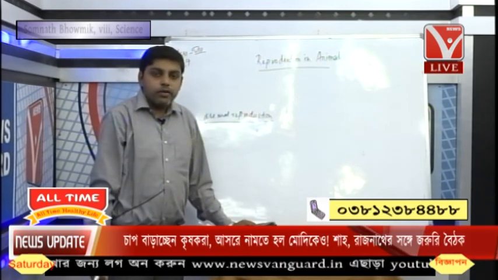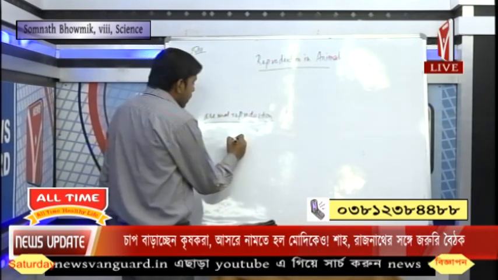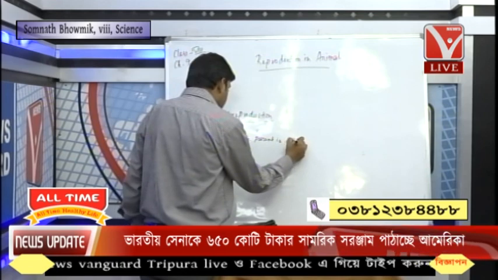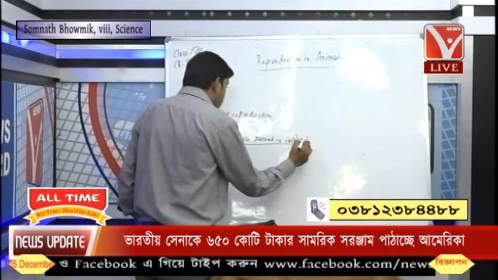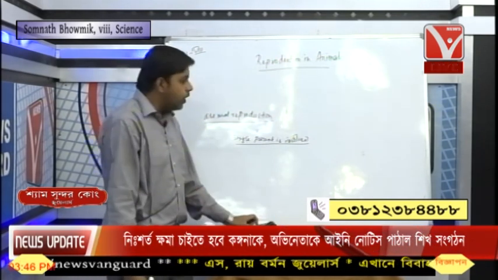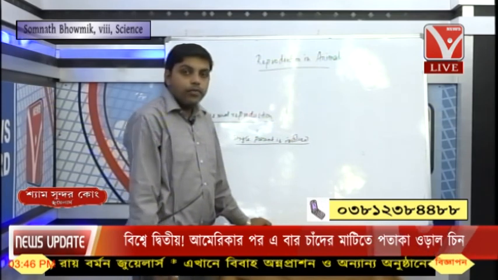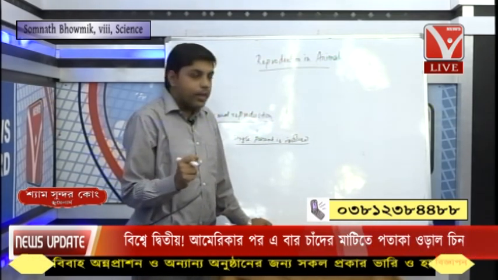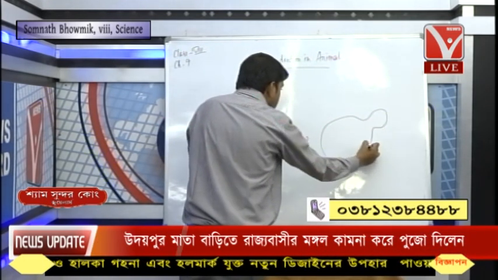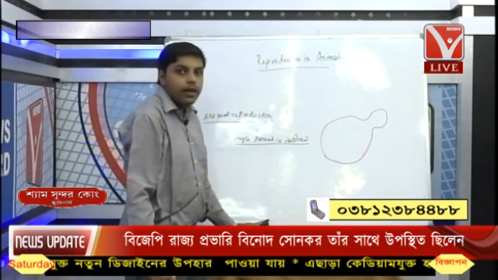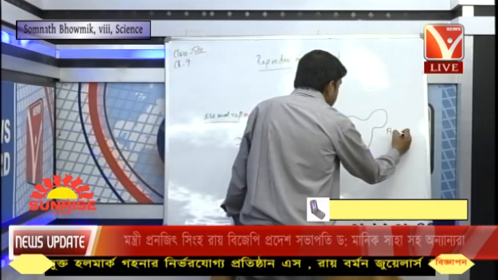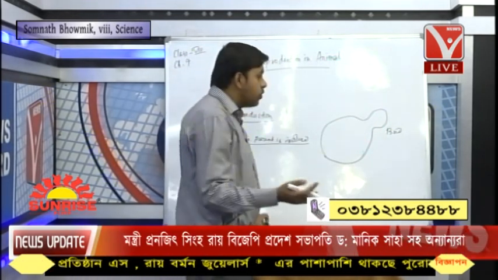In case of asexual reproduction, a single parent is involved. Now, remember the yeast. In case of yeast, from the body a single outgrowth develops. This outgrowth is known as the bud. Then a chain of outgrowths forms.